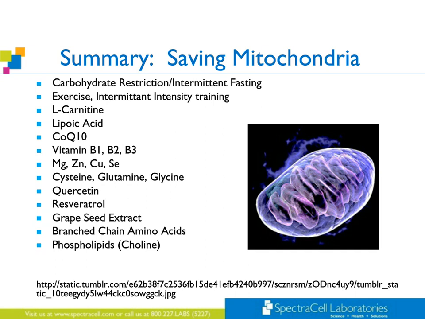Our minerals are magnesium, zinc, copper, and selenium. Don't forget selenium is required for glutathione production. The building blocks for glutathione are cysteine, glutamine, and glycine, and then the quercetin, resveratrol, grapeseed extract, branched-chain amino acids, and the phospholipids as well. So this concludes my talk, Jessica.